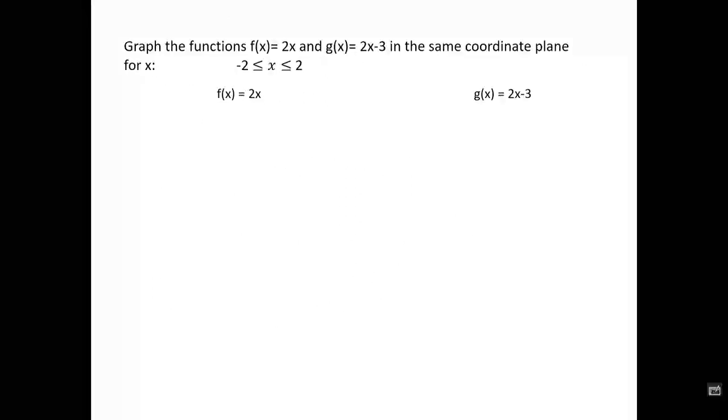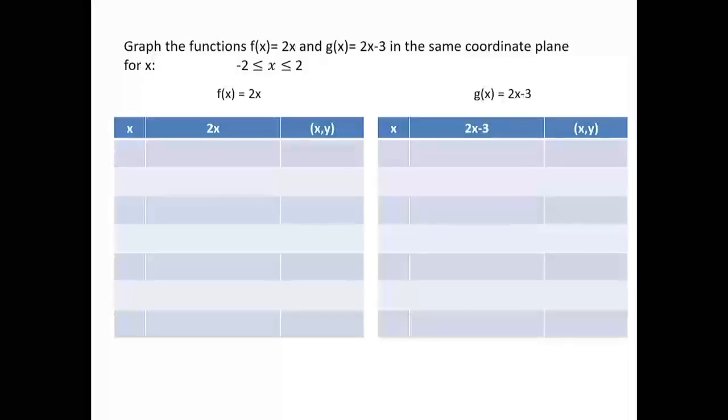The next example involves graphing two functions in the same rectangular coordinate system. We're going to graph the function f of x equal to 2x and the function g of x equal to 2x minus 3 in the same rectangular coordinates. In order to do that, let's create a table of values for the first function, f of x equal to 2x, and we're to use values of x between negative 2 and 2.